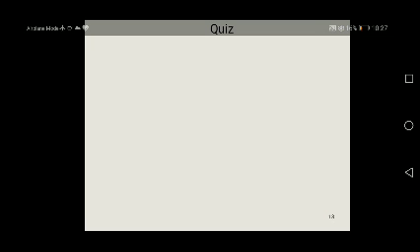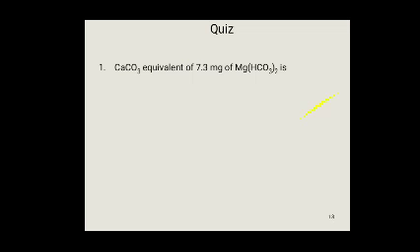Now, this question number 1. CaCO3 equivalent of 7.3 milligrams of magnesium bicarbonate is: A 5 milligram per liter, B 10 milligram per liter, C 20 milligram per liter, D 30 milligram per liter.